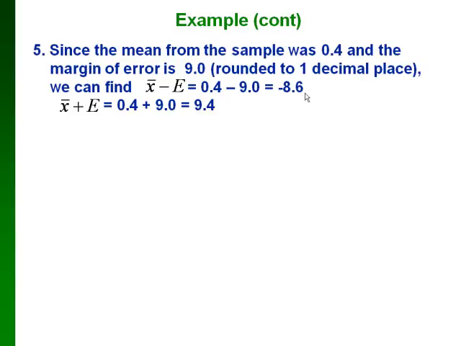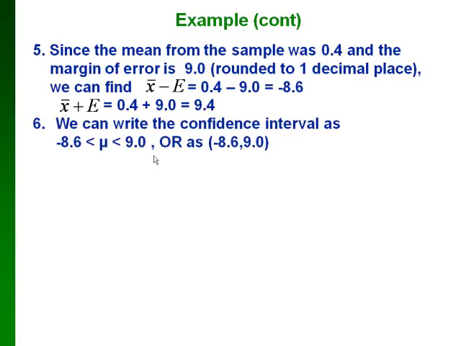That's okay, because what we're looking at is the net change in the cholesterol levels. If that's negative, that means that the cholesterol level actually went down. Our upper confidence limit is going to be 9.4. Our confidence interval, we can write in either of these two ways, as an inequality or as an interval.